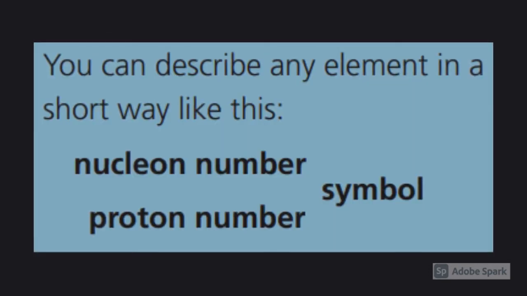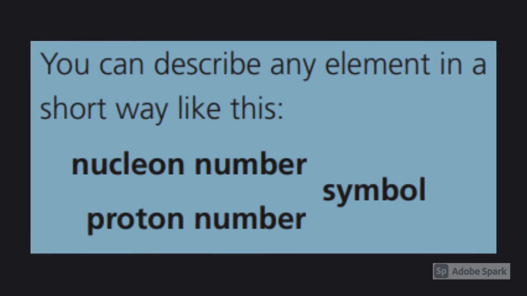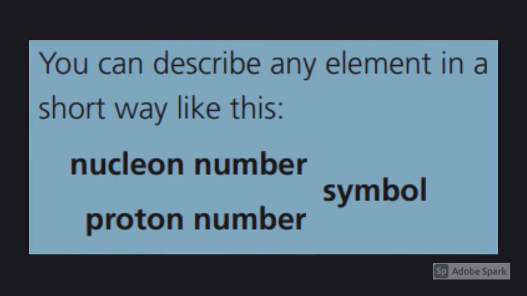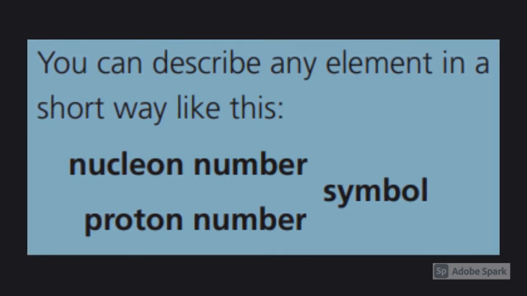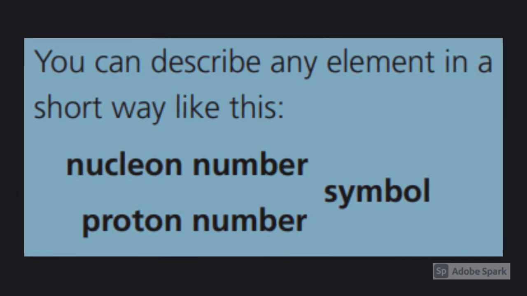So remember, when describing any element in this shorthand way, that the top number, the nucleon number, is equal to the number of neutrons added to the number of protons. For atoms from the same element, the proton number will always be the same. So for sodium, there'll always be 11 protons, and so the proton number will be 11, but the nucleon number may be slightly different between atoms.